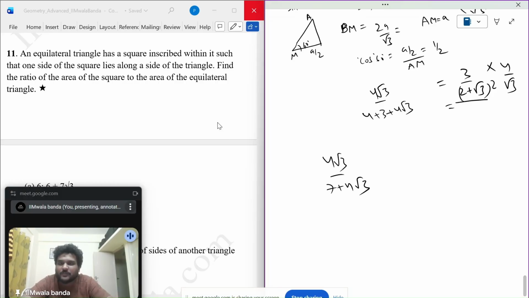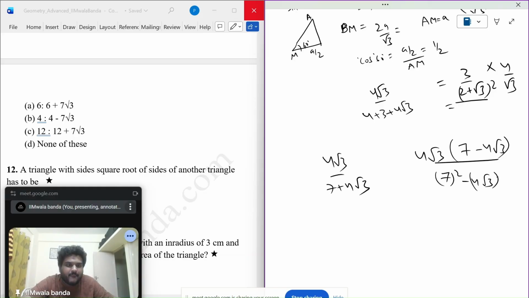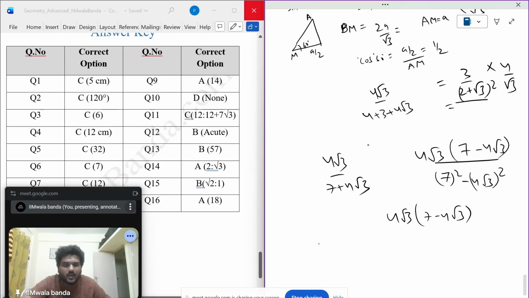Let's try to match options. If I do this, this is what? 16 into 3. This is 49, this is 48. So 1. So 4 root 3 upon 7 minus 4 root 3. Probably none of these. 12 upon 12 plus 7 root 3.